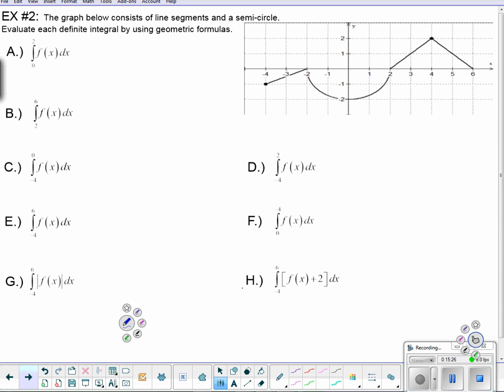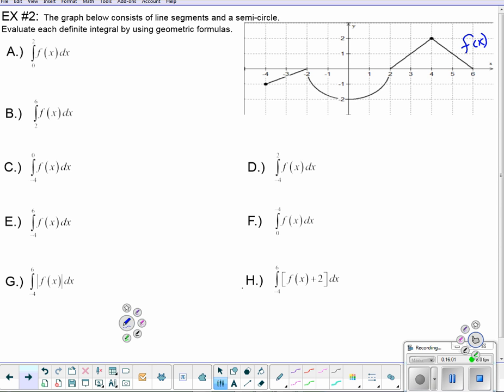Alrighty. Example number 2. We're given a graph. It consists of line segments and semicircles, which will allow us to use many geometric formulas with confidence because I know that is a semicircle, even though it doesn't quite look like it. So let's just walk through these different, what do we got, about 7, 8 different definite integrals that they want us to evaluate. F of x is our function, and that is the graph we are looking at. So please jot that down. I don't see it anywhere there, but it should be there. So this is f of x that we're looking at.